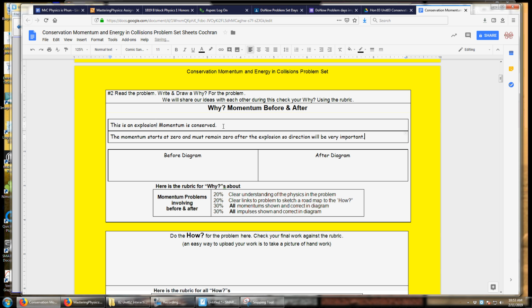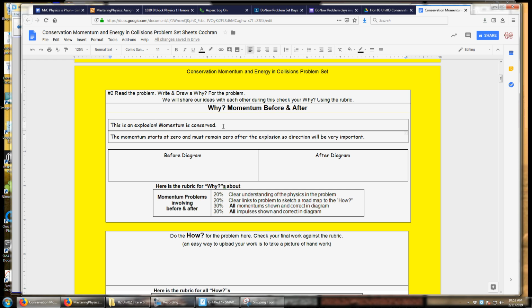So I know because he was just standing there at rest, the whole system has no momentum. Explosion happens, momentum still has to end up being 0. Does that mean the momentum of the helmet is 0? No. But the whole thing together must end up being 0. Alright?